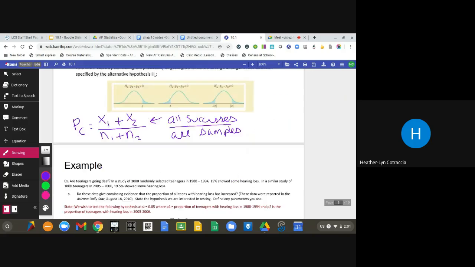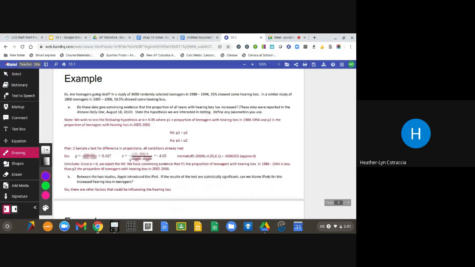Okay, so let's go ahead and do an example. So this is the same example that we just saw. So it's with the teenagers and the hearing loss. Quick thing, you need to label what everything is. So I'm calling P1 the proportion of teenagers with hearing loss in 1998 to 1994, and P2 is the proportion of teenagers with hearing loss in 2005 to 2006.